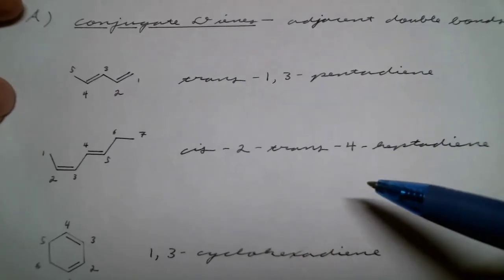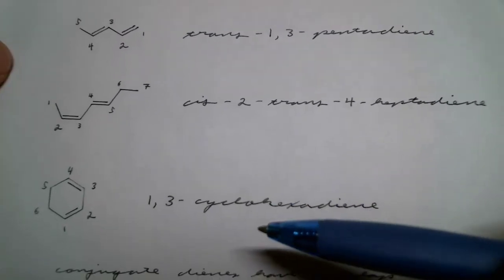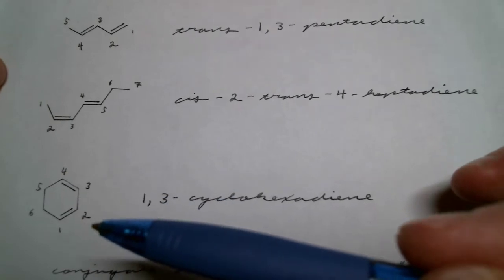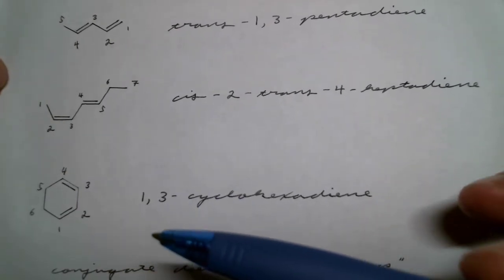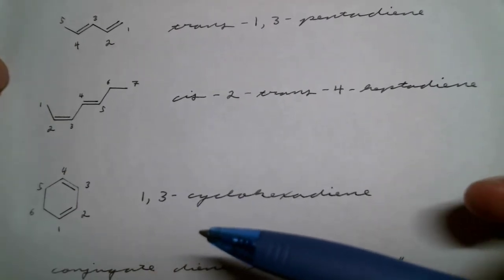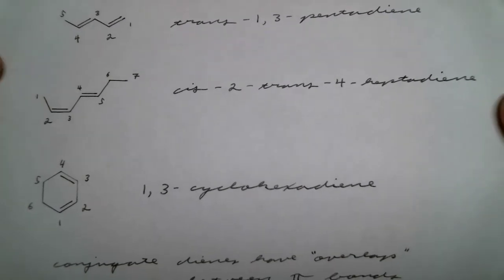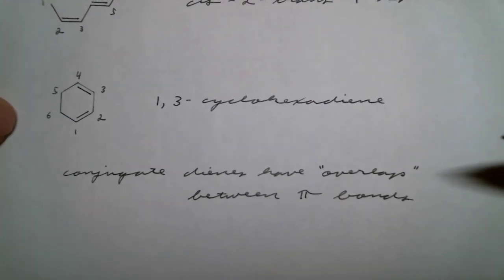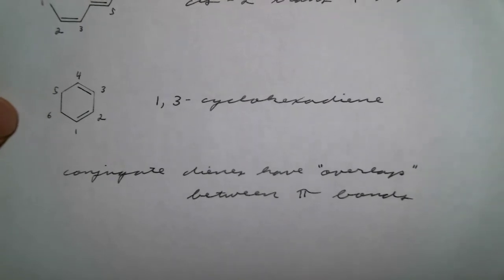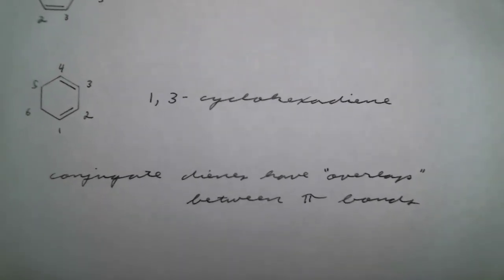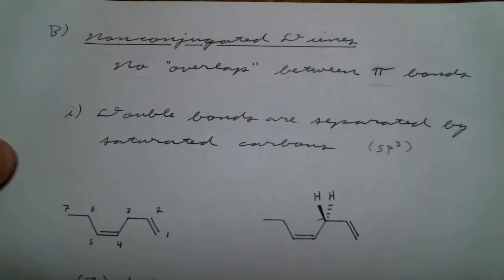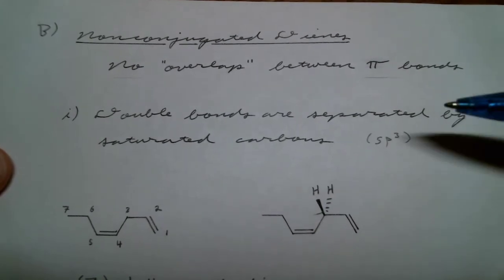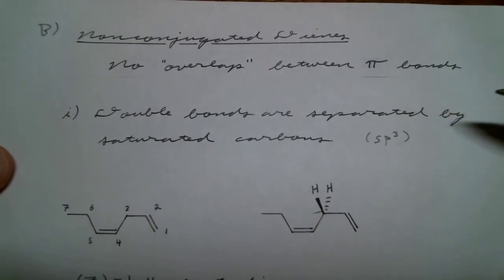Here we've got a cis-2, trans-4-heptadiene. You can even have them in cyclic rings. Here we've got a 1,3-cyclohexadiene. So conjugated dienes have overlap between the p orbitals and their pi bonds. Alternatively, non-conjugated dienes have no overlap between their p orbitals and pi bonds.